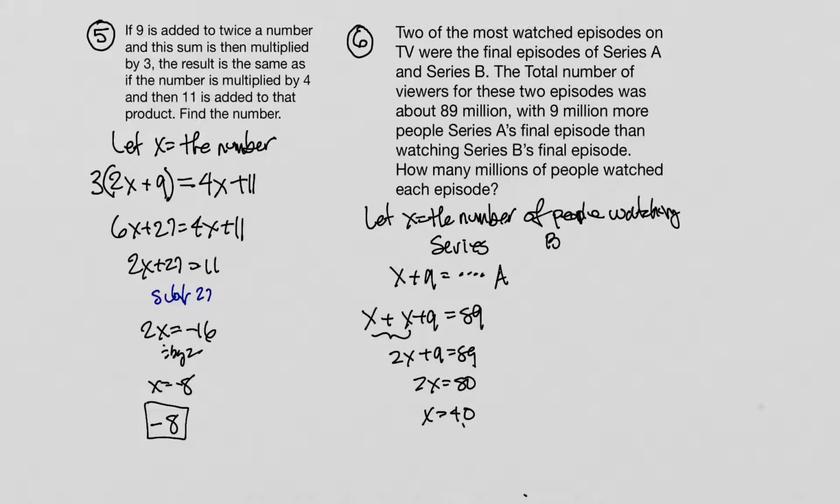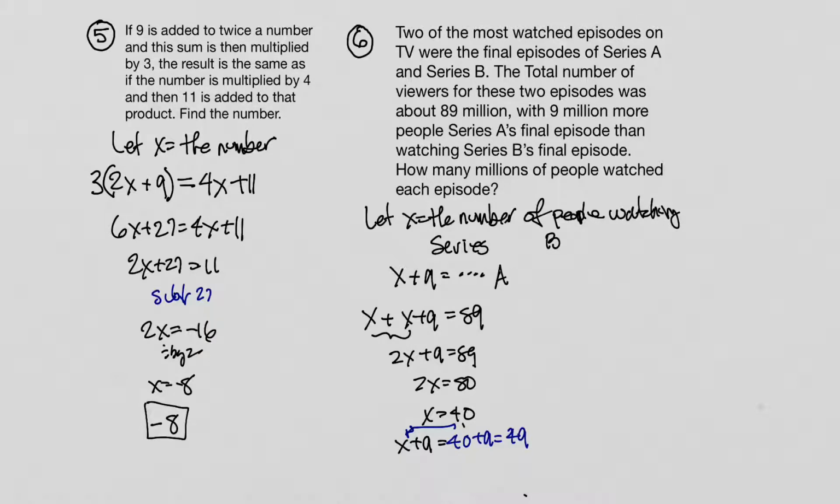Now just think about what we've got here. X is equal to 40. It's a word problem. Take it all the way back to the beginning. What was x? X is the number of people watching series B. But we have this other one down here. X plus 9, that's the number of people watching A. So we have x. We need to get x plus 9. So I'm just going to write that down right below it. X plus 9 is equal to, now, I've got x. X is right there. So this is going to be 40 plus 9. That's equal to 49.